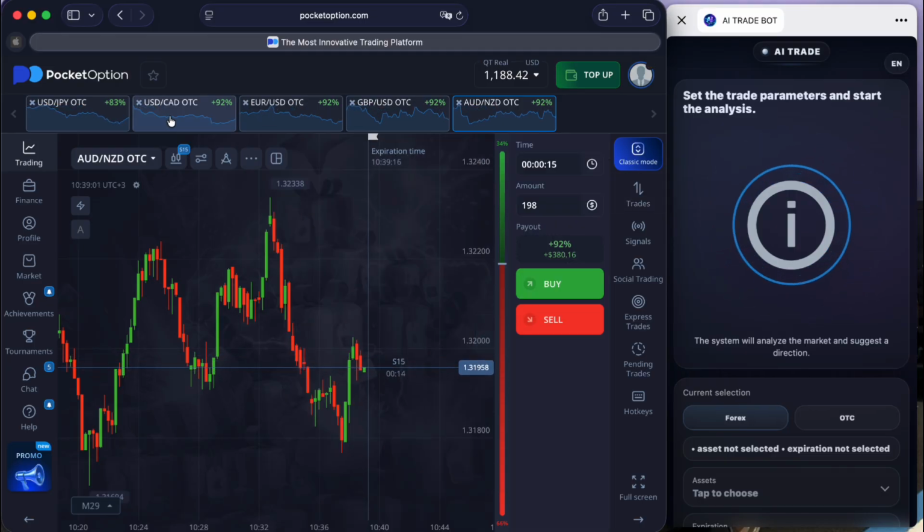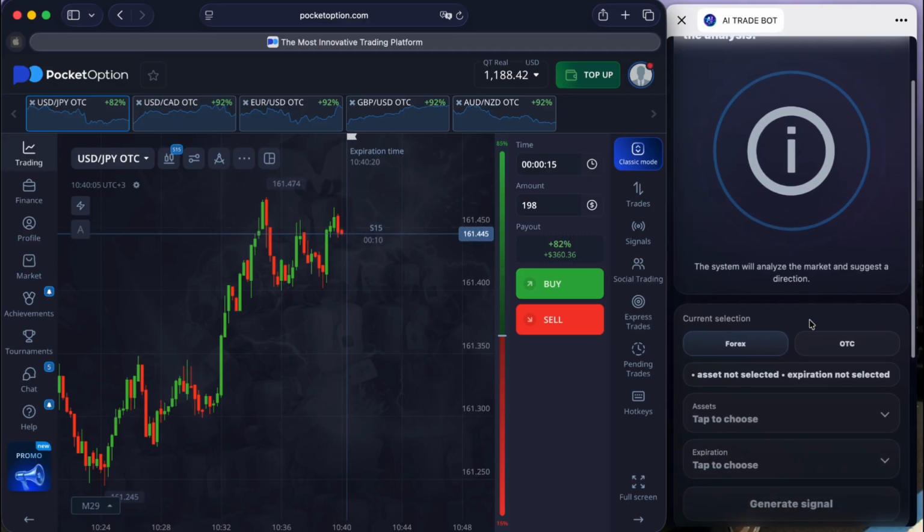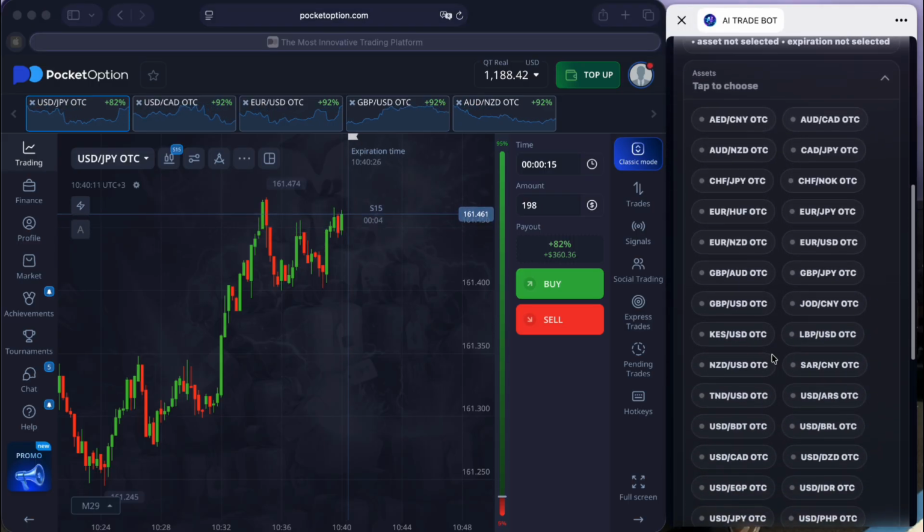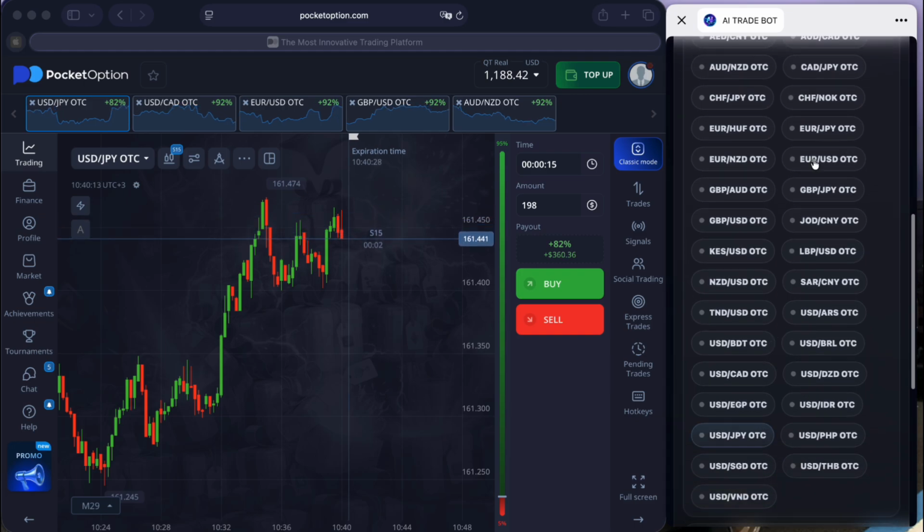Let's switch to the dollar and the Japanese yen. Let's also open on this asset without technical analysis. Our payout has dropped to 82%. There's nothing wrong with that.